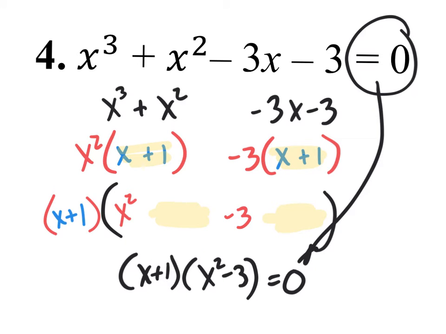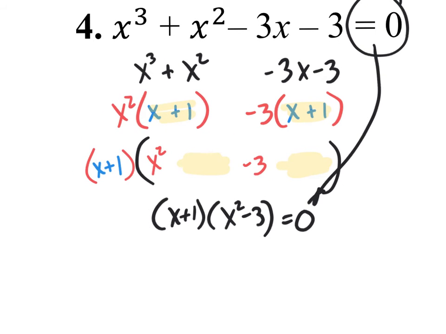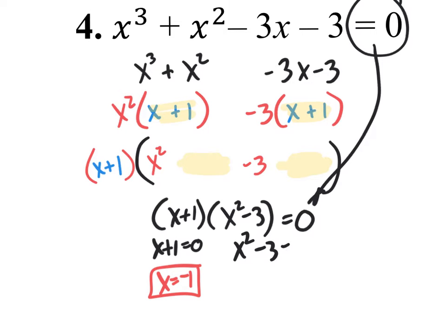In other words, up here, it was adding, subtracting, and subtracting. Now we have something times something, and that's really good because when you have something times something equals 0, then you could use the zero product property to split it and solve. So I am going to set x plus 1 equal to 0, which is going to give me the answer x equals -1. Okay, that's one answer to the cubic equation. The other one is x squared minus 3 equals 0.